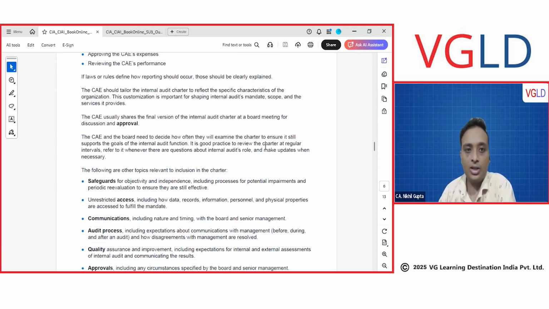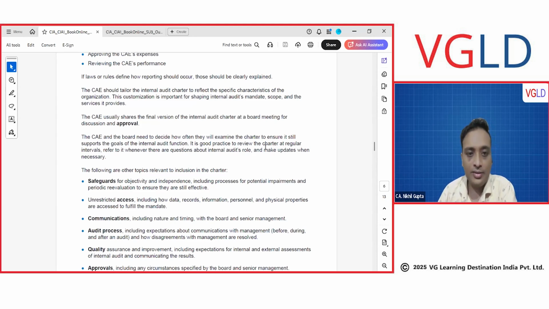If laws or rules define how reporting should occur, they should be clearly explained. The CAE should tailor the internal audit charter to reflect specific characteristics of the organization. This customization is important for shaping the internal audit's mandate, scope, and the services it provides. The CAE usually shares the final version of the internal audit charter at the board meeting for discussion and approval. So whatever final version the CAE prepares becomes an agenda item for the board meeting. They will discuss it there, approve it, and give a sign-off.